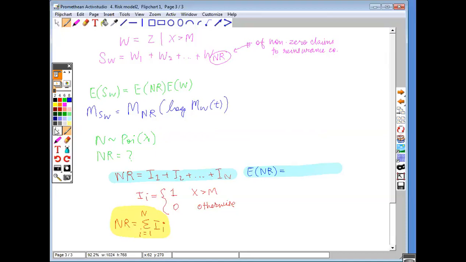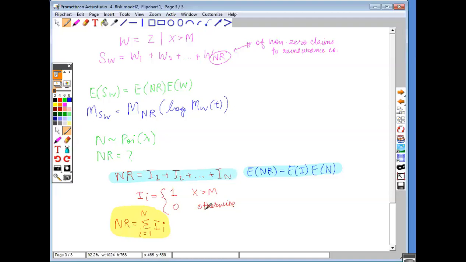Yes. Expectation of N into expectation of I. Exactly. I mean, it does make sense, right? So I have expectation of I times the expectation of N. I'm adding up I random variables N times, which is similar to adding up X's N times, and that would render S here. So I would have expectation of S as expectation of X times the expectation of N. So here I have NR and I'm looking at the random variables I.